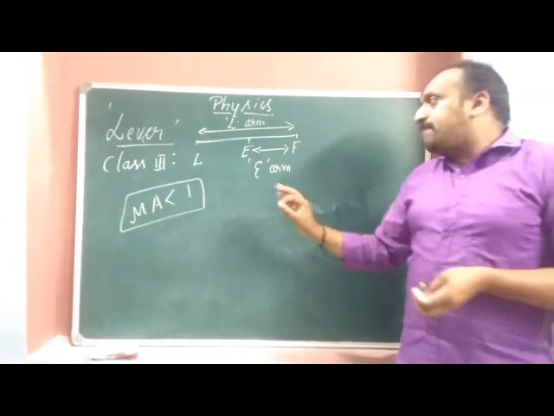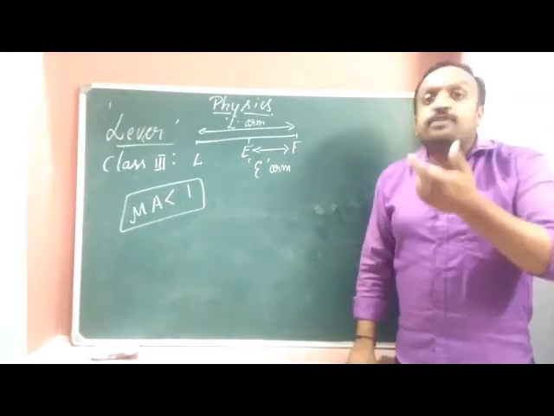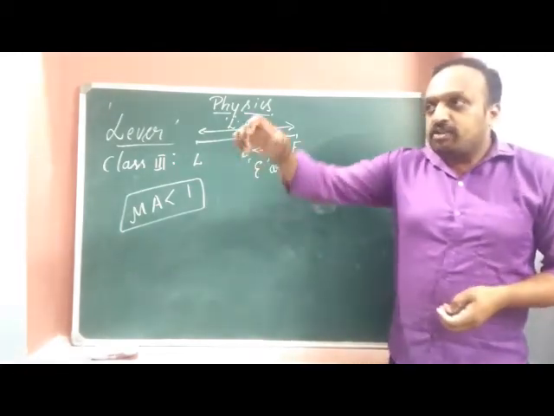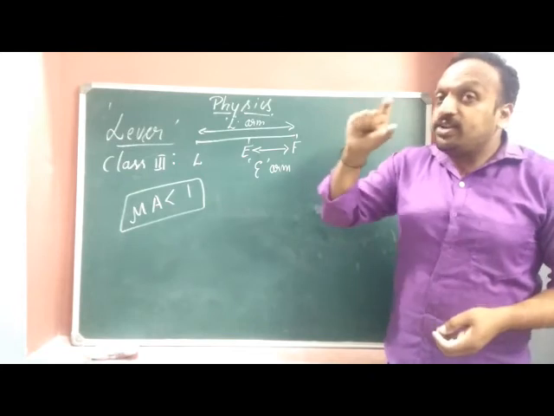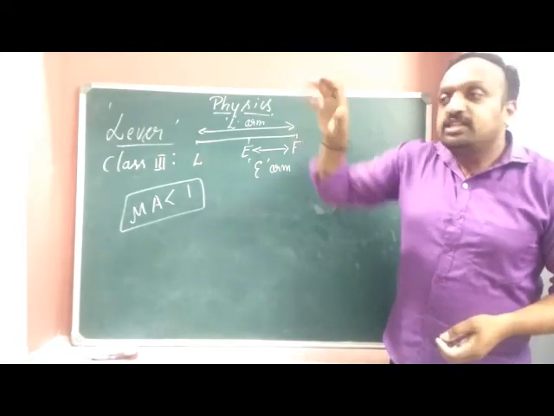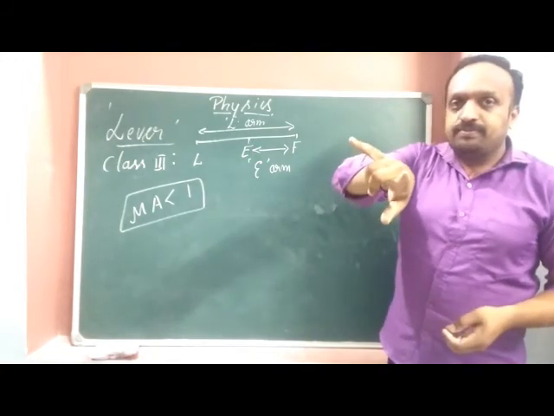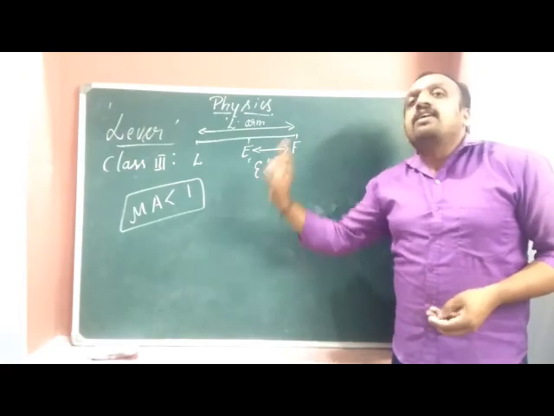The best example of class 3 lever is sugar tongs or fire tongs. You might have observed, to pick the sugar we use the sugar tongs. There you can easily observe the effort is kept in between the fulcrum and the load. So that is the basic concept about your lever.